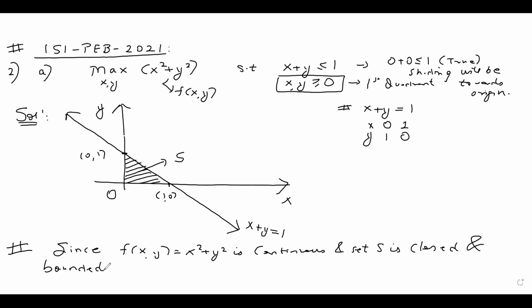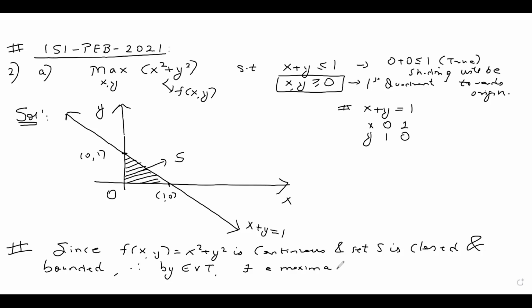Okay, so we had done this in our lectures on mathematical methods for economics part 2. Remember the extreme value theorem, EVT. We have done EVT, the extreme value theorem, in our mathematical methods for economics part 2, and we are applying the same concept here. Since the function is continuous and the set S is closed and bounded, therefore, by the extreme value theorem, there exists a maxima.